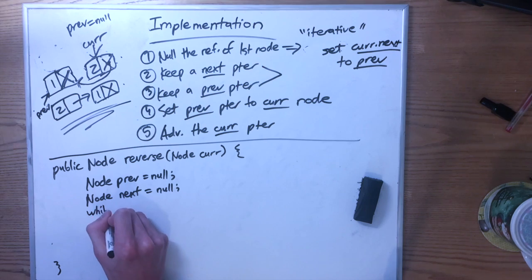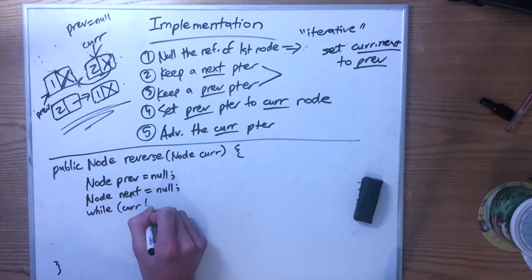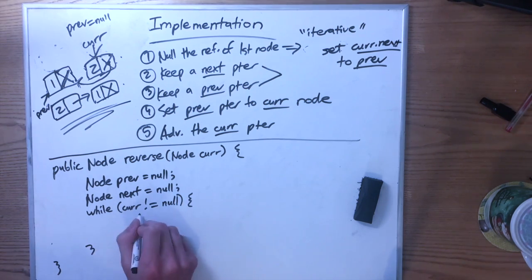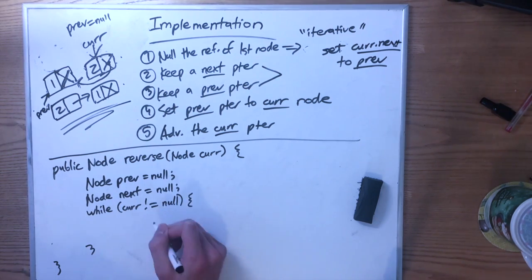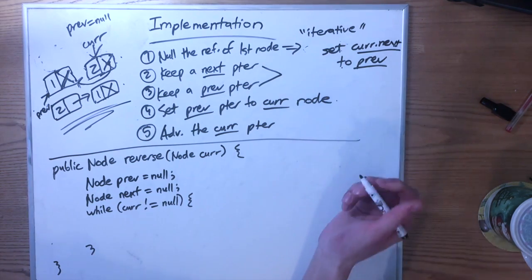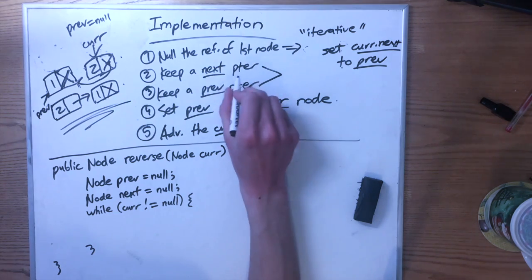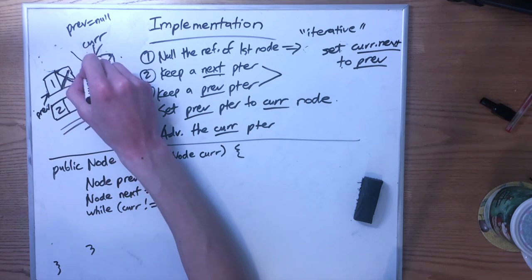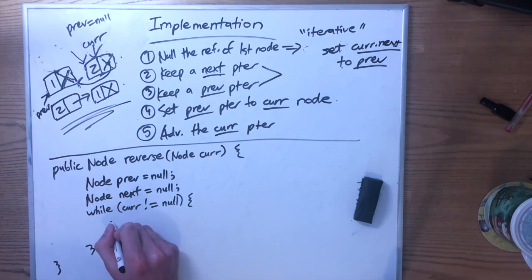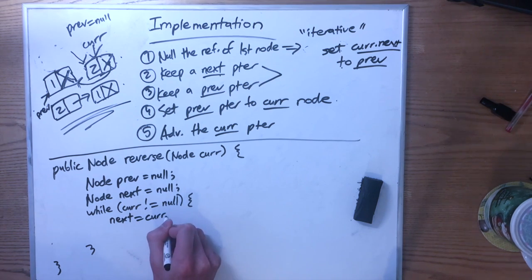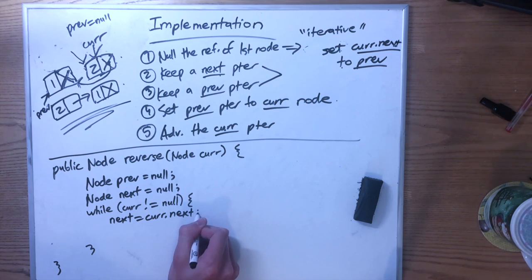So we can say, while cur does not equal null, and as long as this is true, we'll go through the resulting steps in our while loop. And the steps in our while loop will contain most of these remaining steps over here. Remember, the first thing we have to do is, for the first node, we have to know this reference. So first we have to set a next pointer to point over here. And so the first thing we have to do is set next equals cur.next.